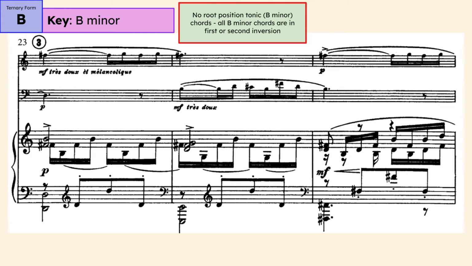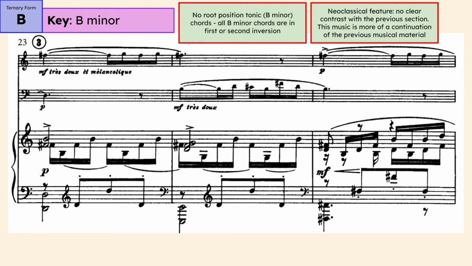We start the B section, or the next key in our tripartite structure, in B minor, though there are no tonic root position chords here. All the B minor chords are in first or second inversion. Another neoclassical feature to mention here is that there is no clear contrast with the previous section, as you might expect in ternary form. The music here feels more like a continuation than a brand new section.